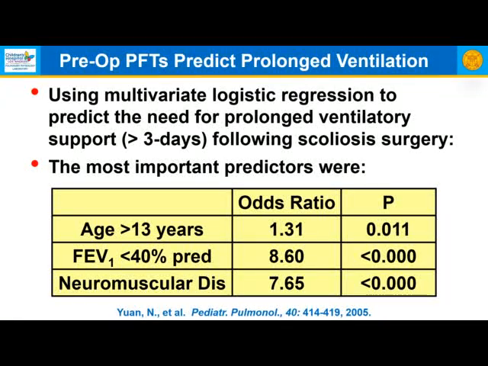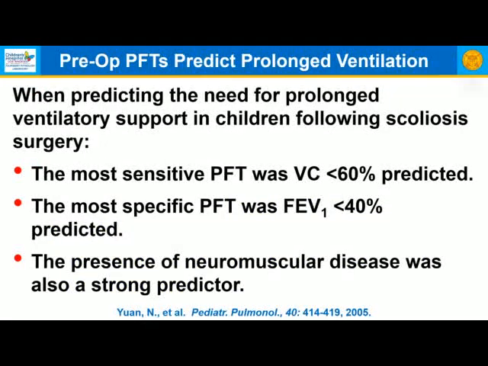Using multivariate logistic regression to predict the need for prolonged ventilatory support, greater than 3 days following scoliosis surgery, the most important parameters, interestingly, were age greater than 13, FEV1 less than 40% predicted, and the presence of neuromuscular disease. And you can see the odds ratios were very high for FEV1 and for neuromuscular disease. When predicting the need for prolonged ventilatory support in children following scoliosis surgery, the most sensitive PFT was a vital capacity less than 60% predicted. Most specific PFT was an FEV1 less than 40% predicted, and the presence of neuromuscular disease, as mentioned, was also a strong predictor.